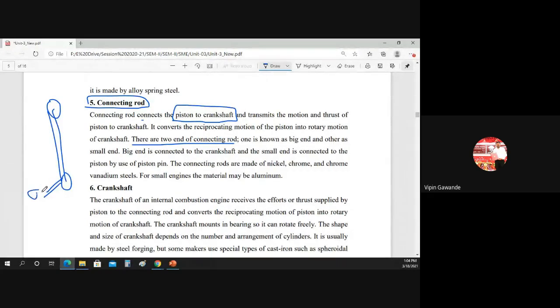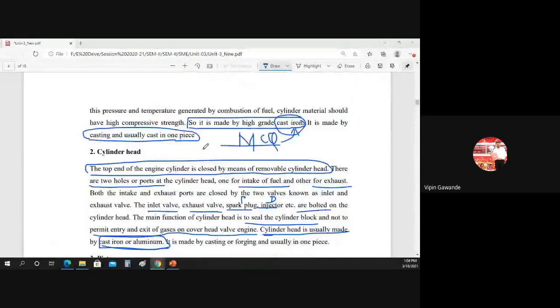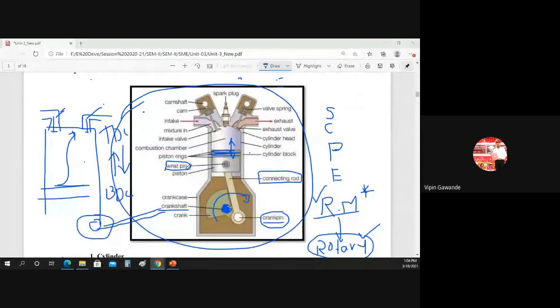Here we have the crankshaft. So this is called what? This is called the big end. And this is called what? The small end. So small end is connected with the piston. See, this is the small end, it is connected with the piston by means of the piston pin. We have seen that piston pin is also called the wrist pin.